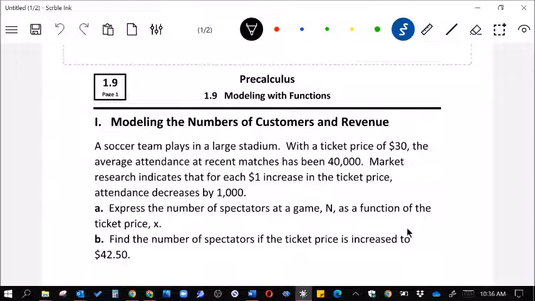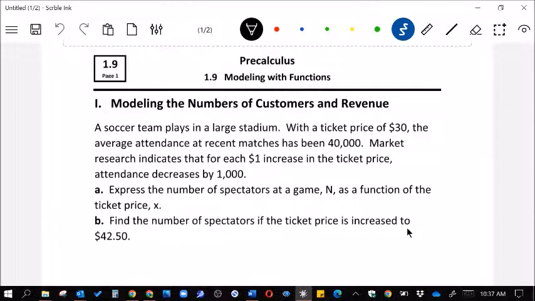Welcome. Let's look at modeling, and we're going to write a function based on the information here. So let's read through this and see what it says. Soccer team, $30 price, the average. If there's a $30 price, then the average attendance has been 40,000. Market research indicates that for each $1 increase, so adding one, attendance decreases by 1,000.